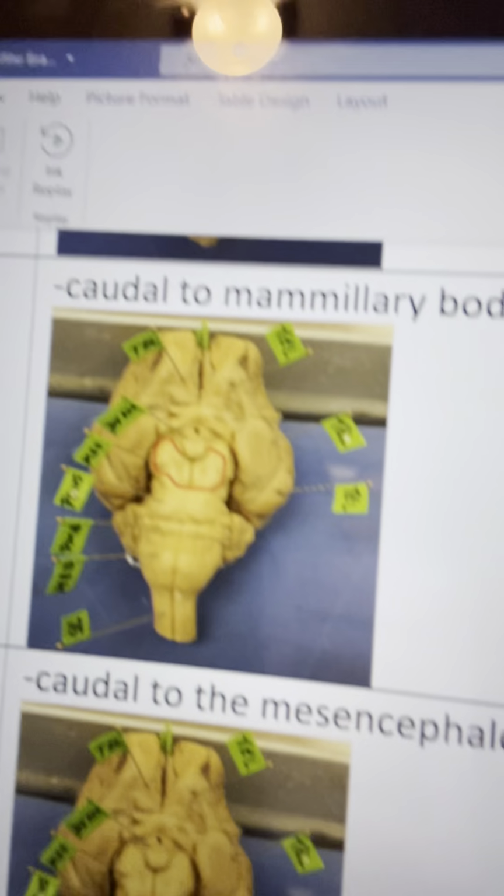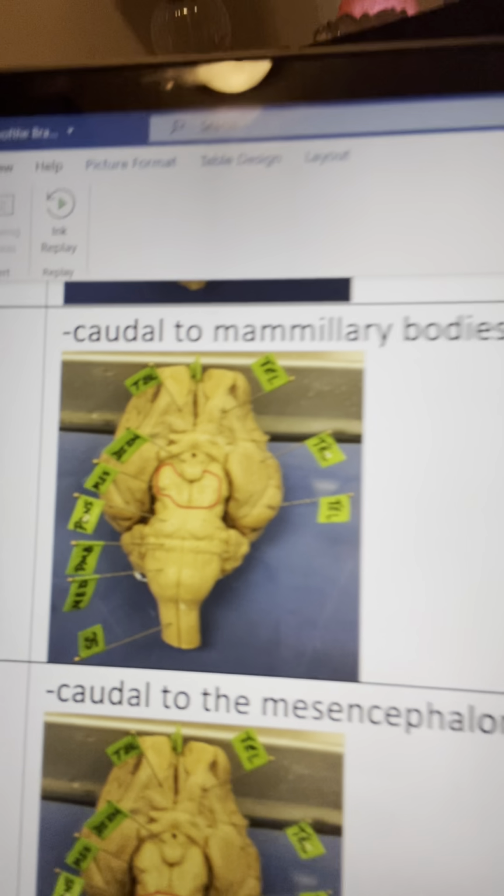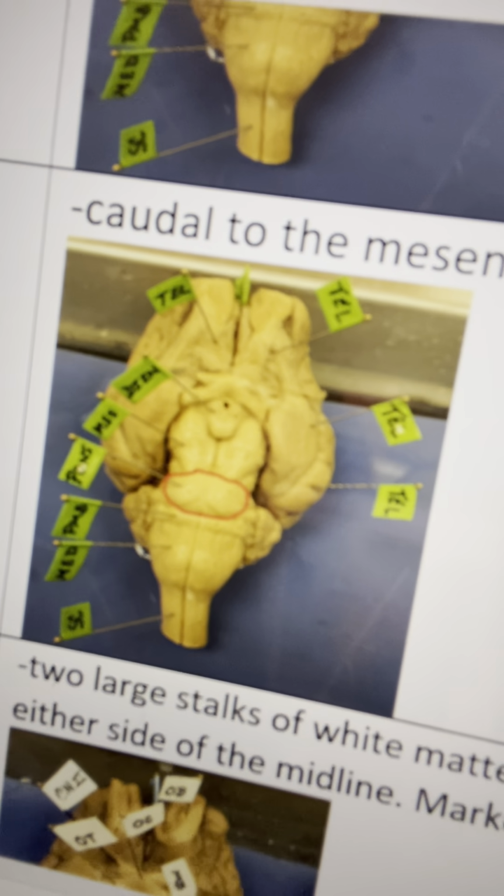And then we have the mesencephalon, which is actually called the midbrain as well. It is caudal to the mammillary bodies. So it's this big part right here. And then we have the metencephalon, which is also called the pons, which is caudal to the mesencephalon, the midbrain. So it's right under where I just showed you. So it's right here.